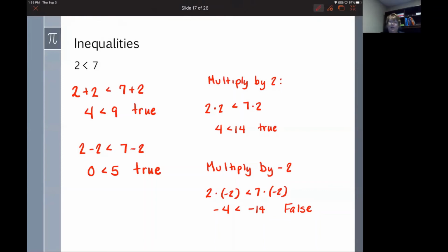So how do we take care of this? We flip the inequality around. So what can you do to solve linear inequalities? You can add or subtract anything you want from both sides of an inequality and it remains true. You can multiply or divide both sides of an inequality by any number that's positive and the inequality remains true. If you multiply or divide both sides of an inequality by a negative number, you must reverse the inequality symbol. You have to flip it around.